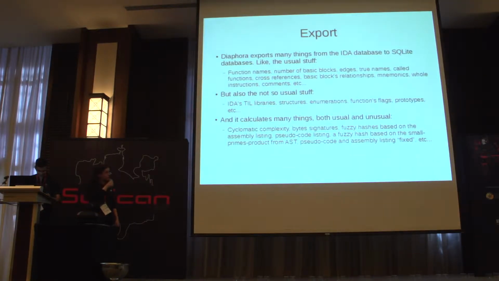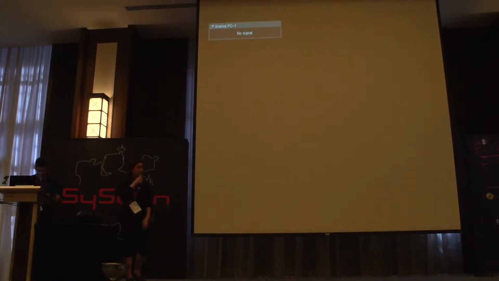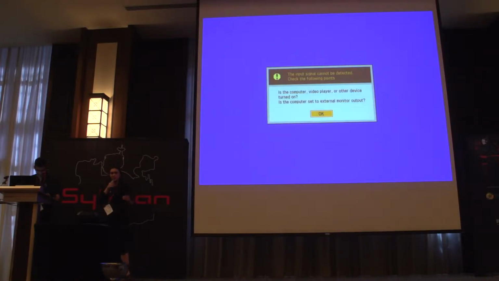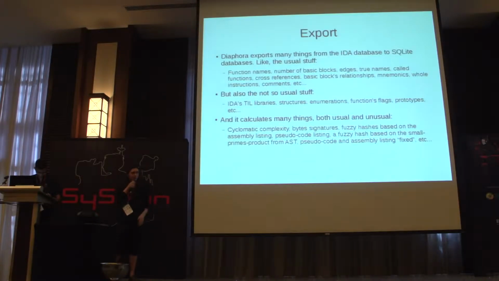It also calculates many things, like the typical cyclomatic complexity, and many fuzzy hash signatures, to make it easier to compare the functions, and also to try to do it faster and in a fuzzy way. It means that if there are little differences between two functions, they can be compared.